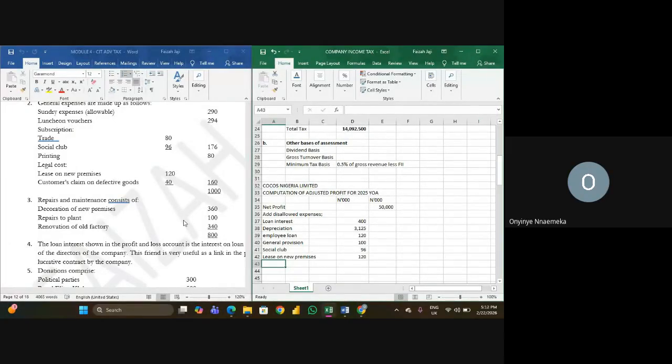Everybody should be putting their reason too. If you think it is allowed, why? If you think it is disallowed, why? Somebody said it's a capital expenditure. I think I had that. So any other reasons? I guess repair decoration of new premises is allowed, whereas repairs to plant and renovation of old factory may be disallowed.